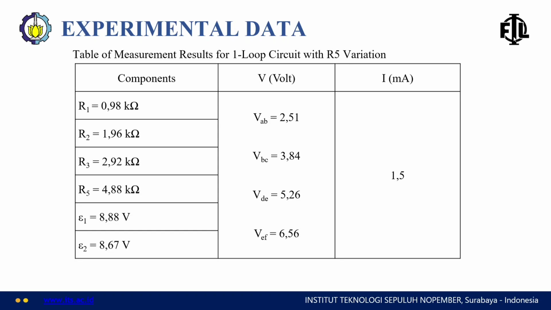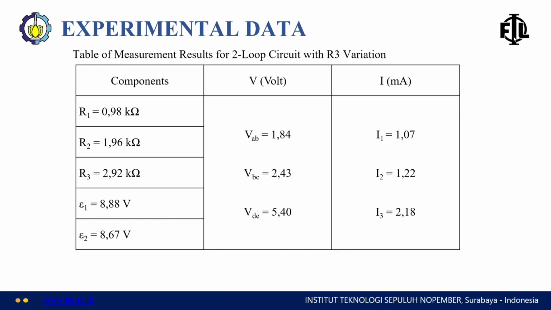Now, this is a measurement table for a single loop circuit at variation of resistor number 5. The difference between this table and the previous one lies in the third row. In the previous table, the row was reserved for resistor number 4. In this variation, it is updated to present resistor number 5. As before, you will need to perform voltage and current measurement using a multimeter for each resistor.